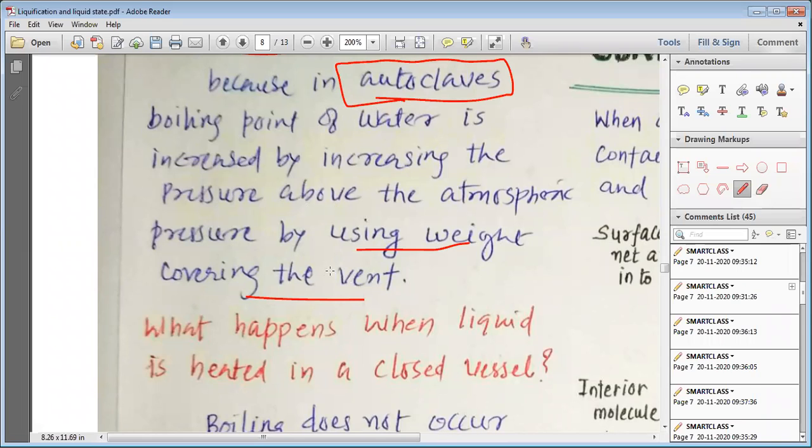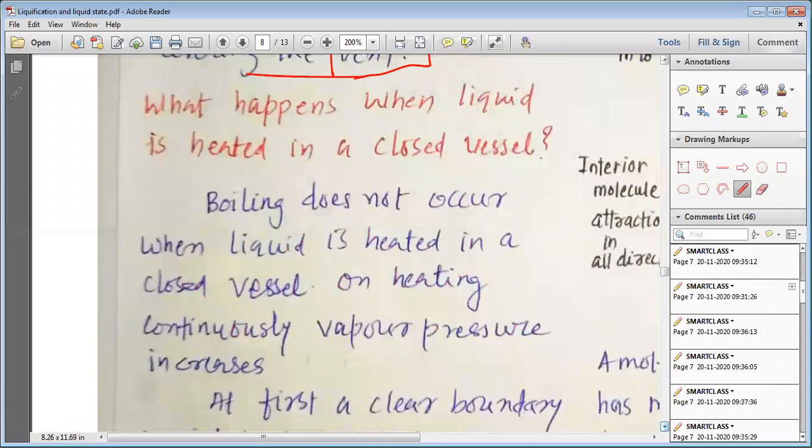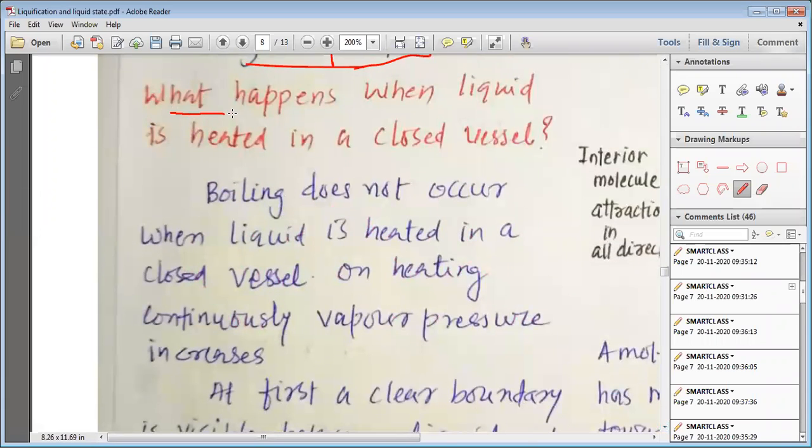When they are boiling in the autoclave, in the area where the instruments are kept, they are boiled with water. Above that, the pressure has been increased, and as the pressure is increased, the water boils at a higher temperature than 100 degrees centigrade, and that is why a huge temperature is generated, and that is why all the germs can be killed. Then we have one more question to study, my dear students: what happens when a liquid is heated in a closed vessel? I think we should discuss that in the next class.